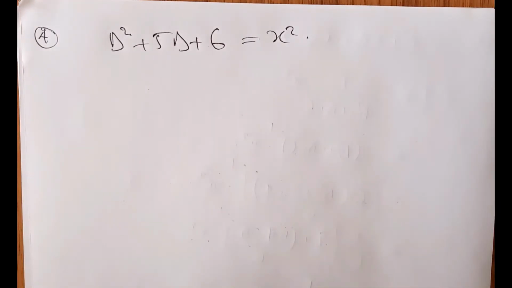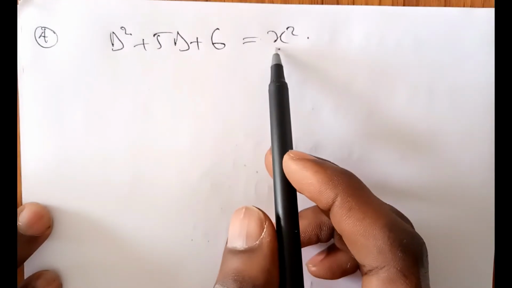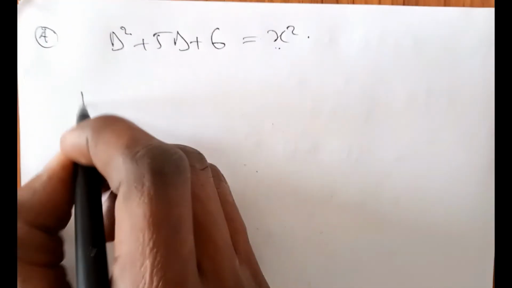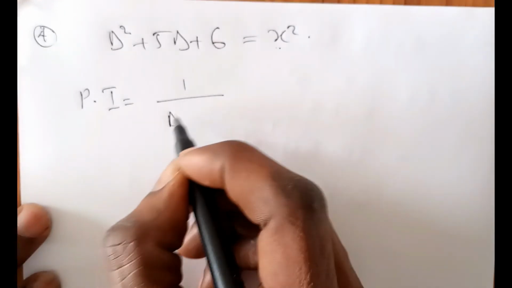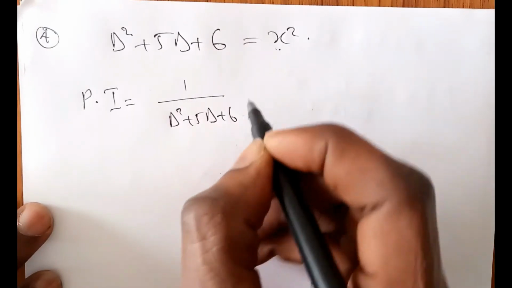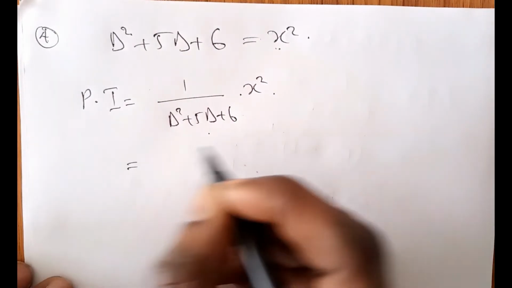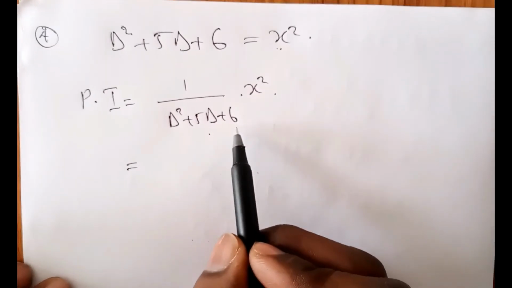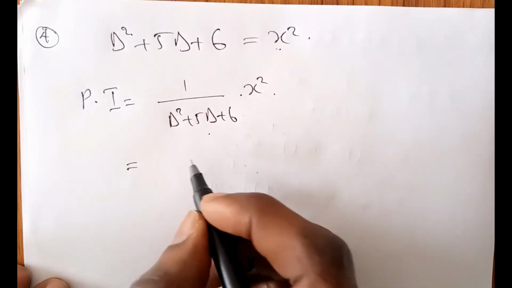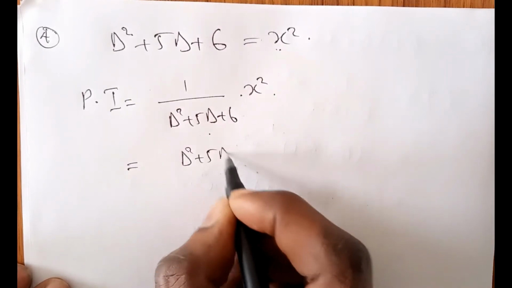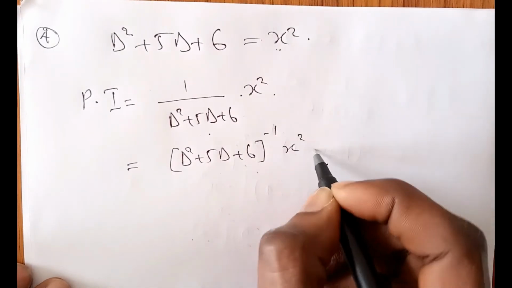So problem number 4, here capital X is a polynomial, and that implies that we have to use the third rule. So the PI can be written as 1 all divided by D squared plus 5D plus 6, then multiplied by X. So now in this type of problem, we have to make this in terms of 1 plus u to the power of minus 1 or 1 minus u to the power of minus 1. So for that, we have to take the inverse of this, and that will be this all to the power of minus 1 multiplied by X.